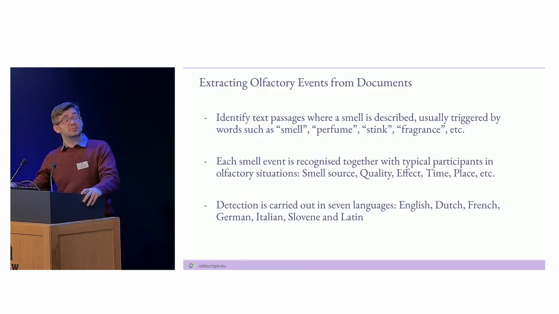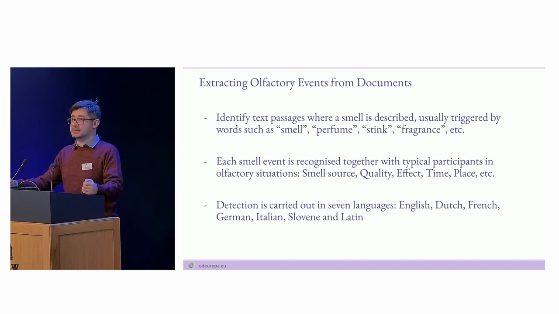OK. After images, we have text. So what we did to analyze olfactory information in text was to develop a system to extract descriptions of smells from the books. What we identify in text is what we call an olfactory event, usually triggered by a smell word, a word like smell, stink, perfume, and so on. And for every smell event we can detect in the book, we then proceed to identify and extract all the relevant information for that smell. So we have information like the source of the smell, the qualities used to describe the smell, the effect that the smell is provoking on whoever is present, and so on.